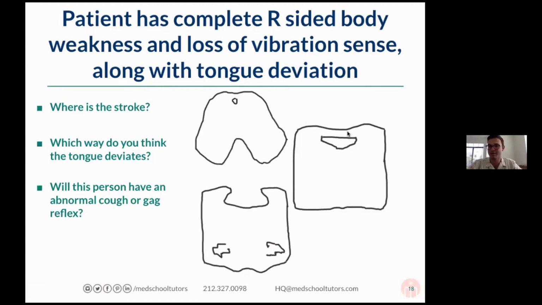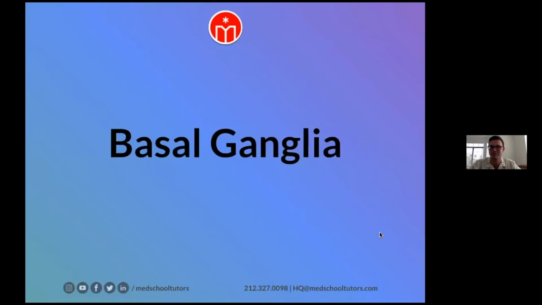Great. And then I've already covered this. This person does not have an abnormal cough or gag reflex, right? So this is a medial medullary stroke, not lateral. Those are lateral symptoms.